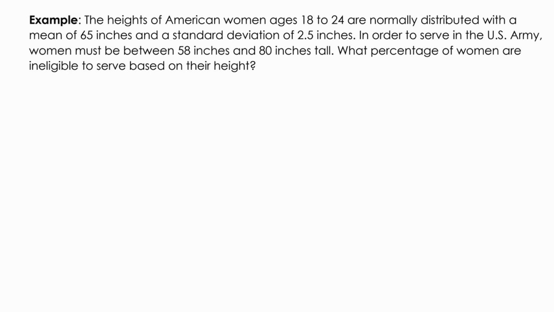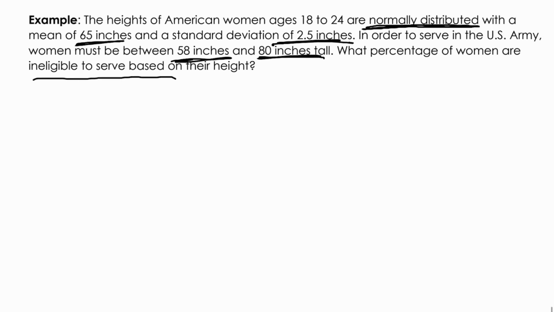Okay, last example says the heights of American women with ages 18 to 24 are normally distributed. So I know we can use these rules with percentiles and the empirical rule because it's normally distributed. It says it has a mean of 65 inches and a standard deviation of 2.5 inches. In order to serve in the U.S. Army, women must be between 58 inches and 80 inches tall. So what percentage of women are ineligible to serve based on their height?